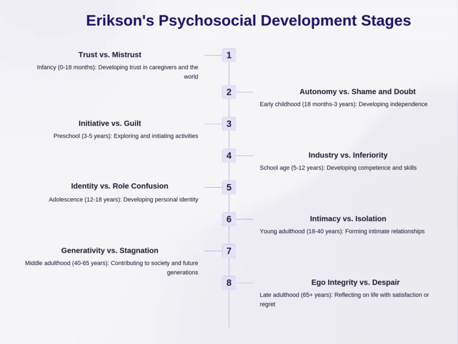Middle adulthood, 40 to 60-ish. Generativity versus stagnation, meaning am I contributing something to society, to future generations? What have I done? And then the last stage, late adulthood, 65 plus, is ego integrity versus despair, like reflecting on, have I made my mark on this world, versus regret.